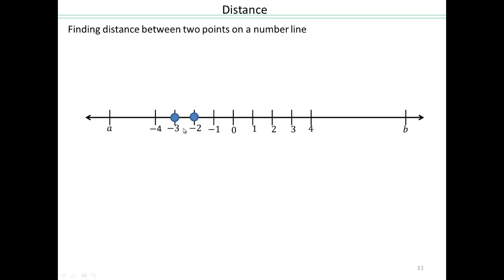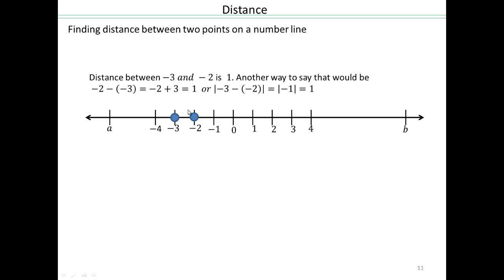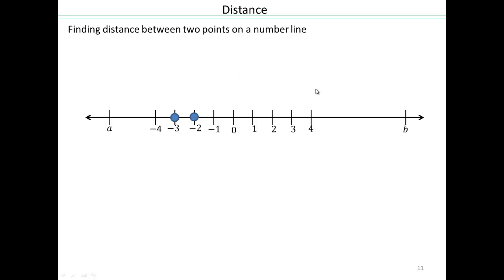So if I go from -3 to -2, I've moved a distance of 1. To compute that algebraically, since -3 is smaller than -2, you take the bigger number minus the smaller number, and that will give you 1. Or you can just take either of the two numbers and subtract, and just make sure that you have absolute value to make sure that the distance is always positive. So the absolute value of the difference of the 2 points gives you the distance between them.